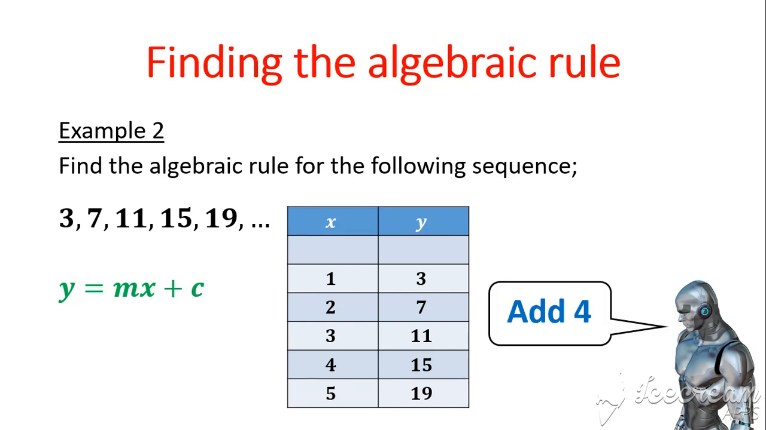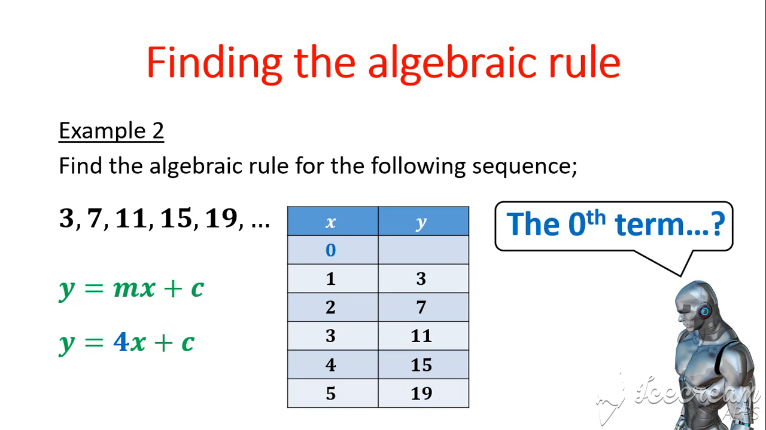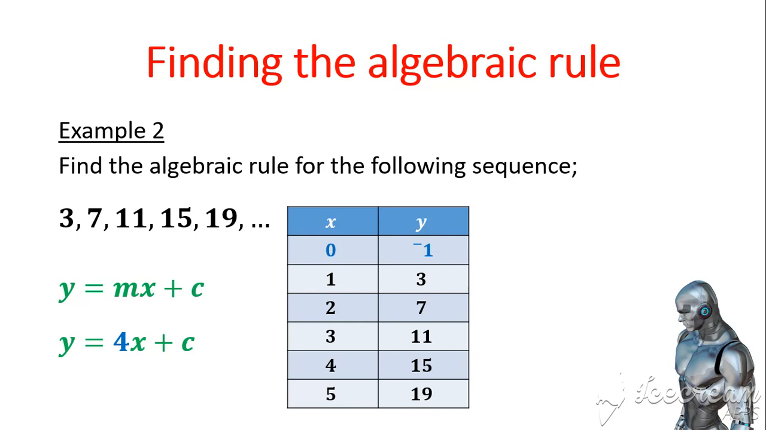We know that we add 4. I said that about 20 seconds ago. As soon as we figured out we add 4, that becomes the value of m. So the rule is y equal to 4x plus c. Now we go to the zeroth term, the number before the pattern starts, and that's going to be -1. Now that's a bit tricky. Why -1? Because -1 plus 4 more brings us up to 3. So that's c, -1. But remember, 4x plus -1, the plus and the minus just becomes a minus. So the rule is y equal to 4x minus 1.